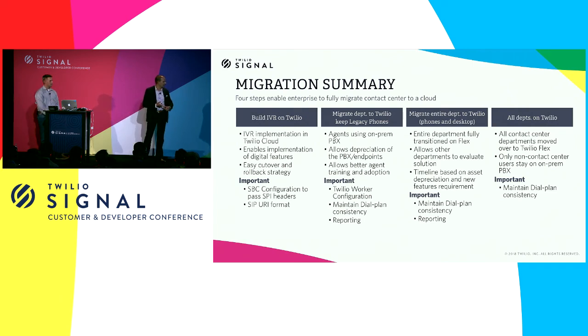That's the first thing. The second thing, in order to configure that successfully, you need to be careful around your SIP URI format. Another thing is dial plan consistency, because we need to ensure that everybody in the enterprise can call everybody. Otherwise, you're going to have some angry agents and angry supervisors. And the most important thing at the end is reporting. You need to think about reporting.